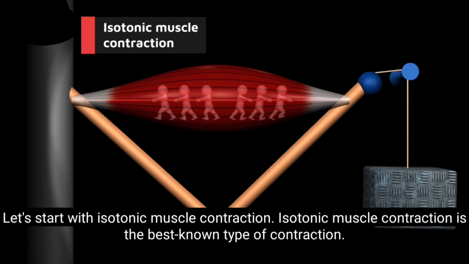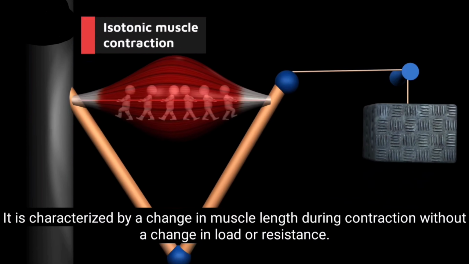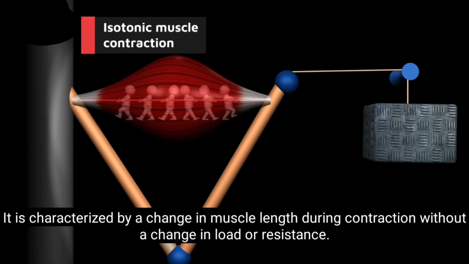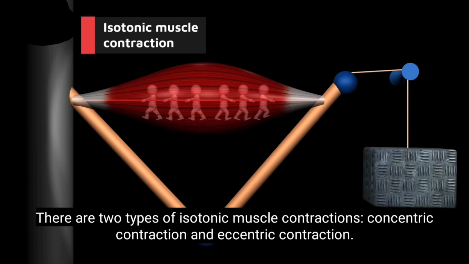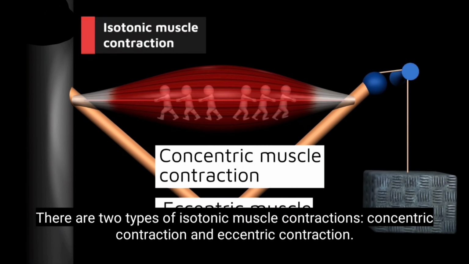Isotonic muscle contraction is the best known type of contraction. It is characterized by a change in muscle length during contraction without a change in load or resistance. There are two types of isotonic muscle contractions: concentric contraction and eccentric contraction.